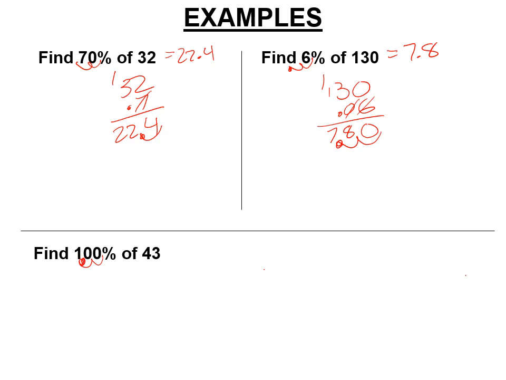100% of 43. Now remember, 100% is 1. When you move the decimal twice, you get 1.00, which is 1. So this is 43 times 1. Why would you need to do that? But 43 times 1 is 43.